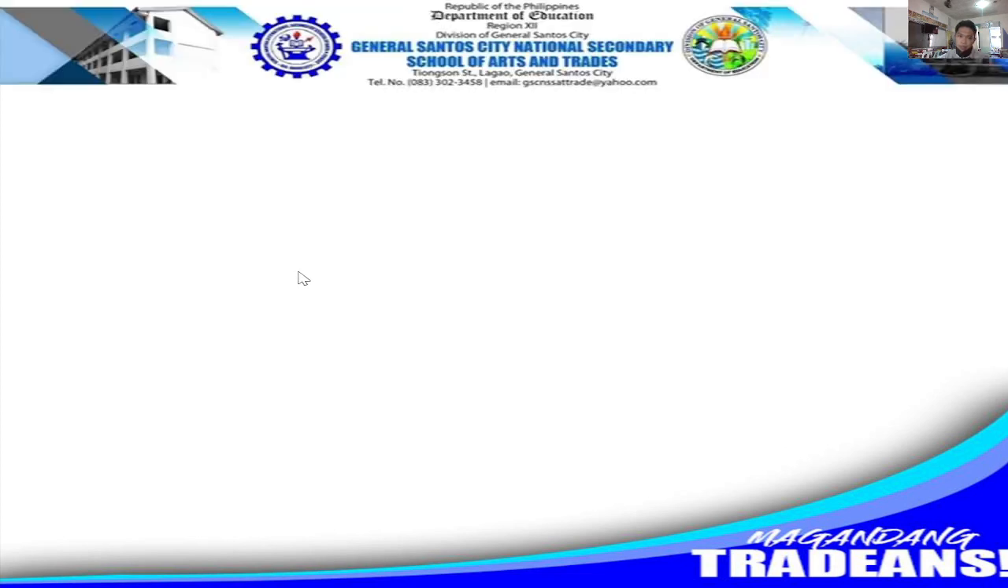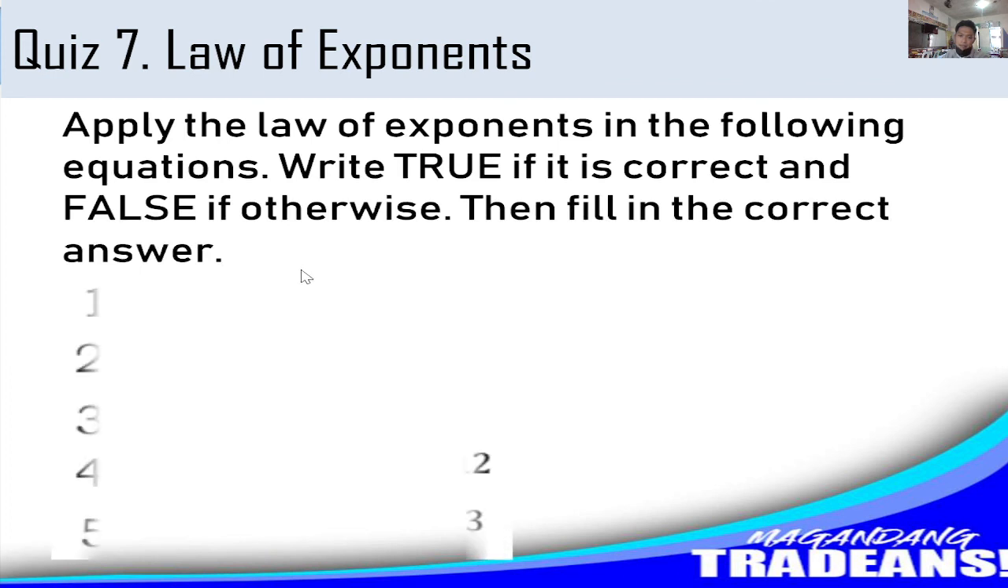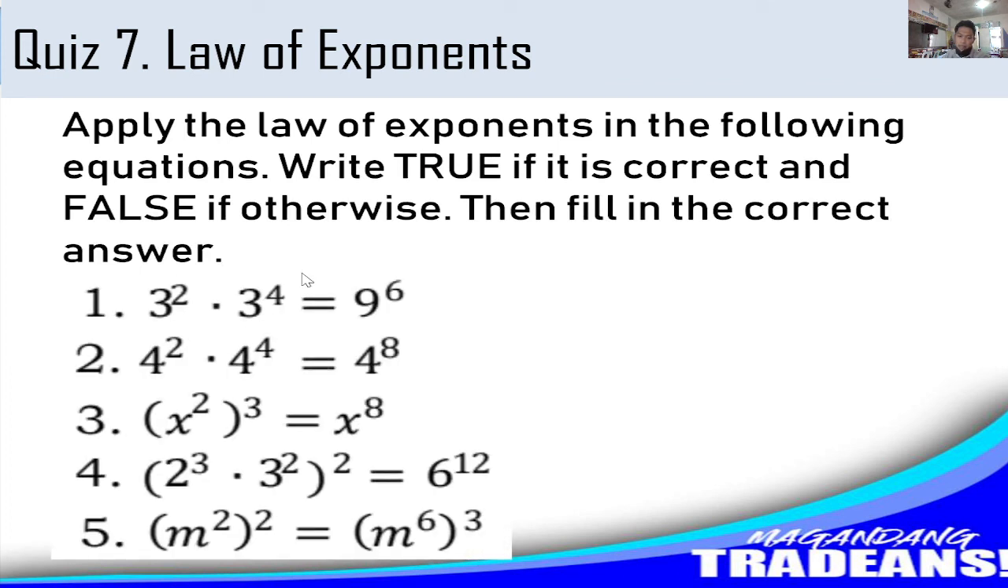For our quiz po, number 7, I would like you to identify if it is true. Then false po kapag mali. Then, kapag mali po, you fill in the correct answer. For example, 2 cube times 2, 1 or 2 raised to 1. So, ibig sabihin po, i-add lang po yan. So, magiging 2, 3 plus 1. So, ang sagot po dyan, 2 raised to 4.